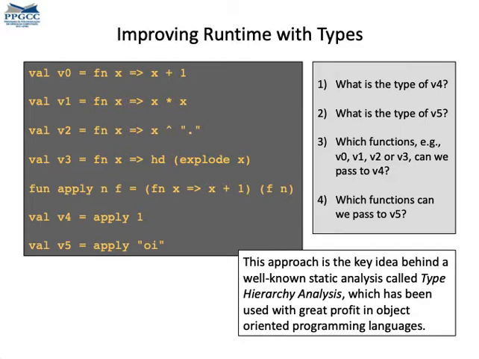For instance, we have this function apply in this example here. The type of fn x is x plus 1 in SML, the language that we use here, is int to int. That means that the type of whatever comes out of f of n in apply must be int. So v2 could not be used to replace f, for instance, because this function returns a string.